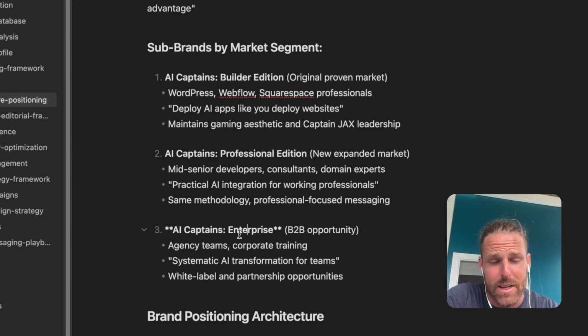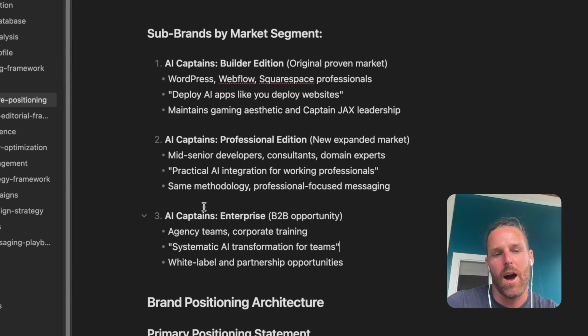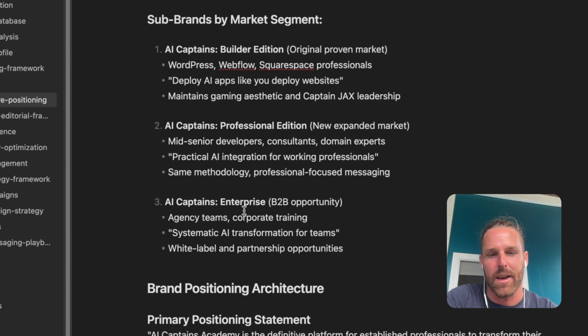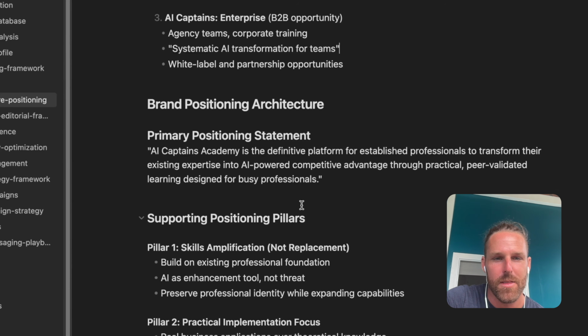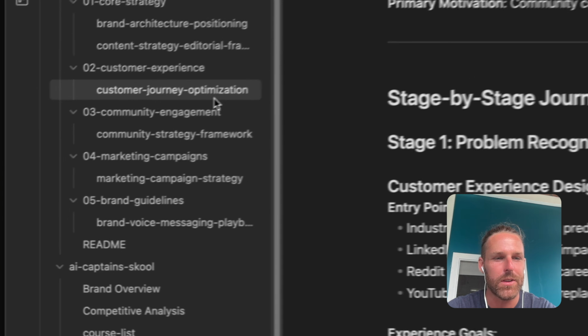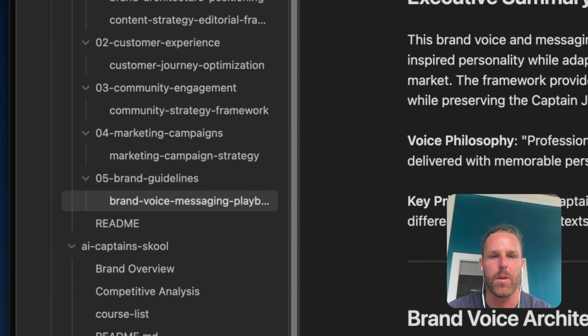And then Enterprise, I haven't even thought about this yet, but I guess this is where the big bucks come in if we ever want to make an exit, right? Enterprise, agency teams, corporate training. I don't know if Enterprise will ever come into fruition. Once again, this is Claude Code, given its above and beyond actions. So yeah, stage by stage optimization, community strategy, marketing campaign strategy, and the brand voice guidelines.